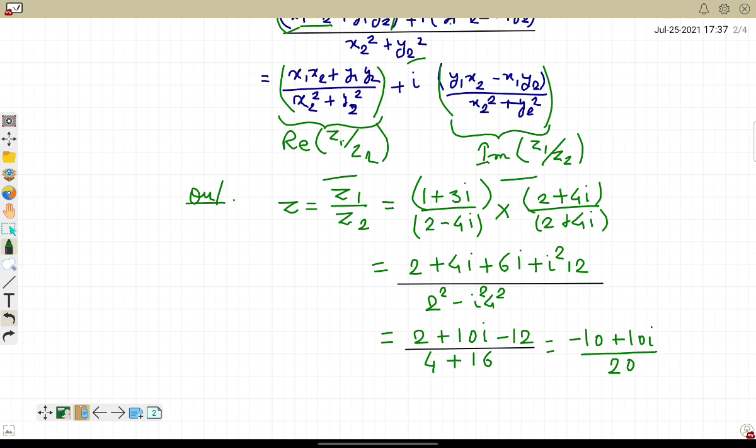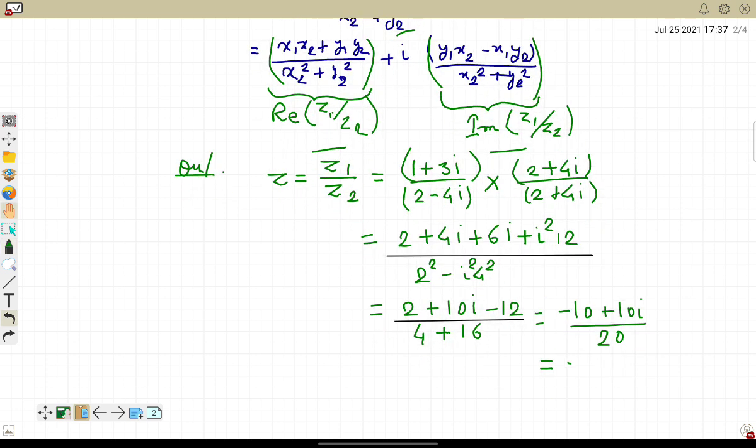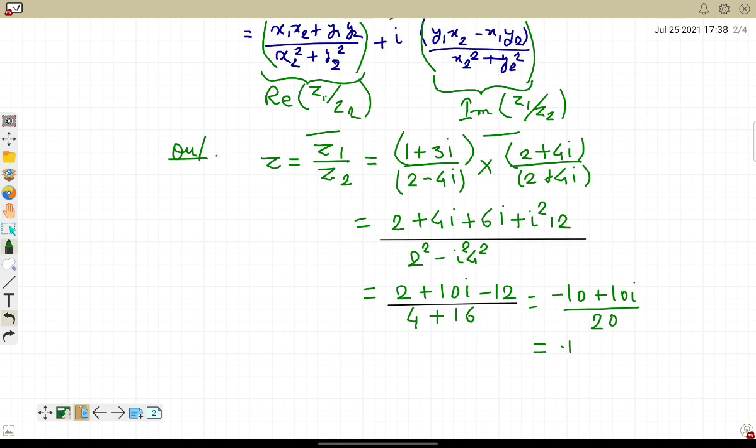We can divide separately. So we can take -10 divided upon 20 plus 10 divided upon 20 times of iota. So what is the complex number? -1 upon 2 plus iota times of 1 upon 2. So if you try to find the value of real part of z, then this one is -1 upon 2 and imaginary part of z is equal to 1 upon 2. So in this way we can find the multiplication as well as division.